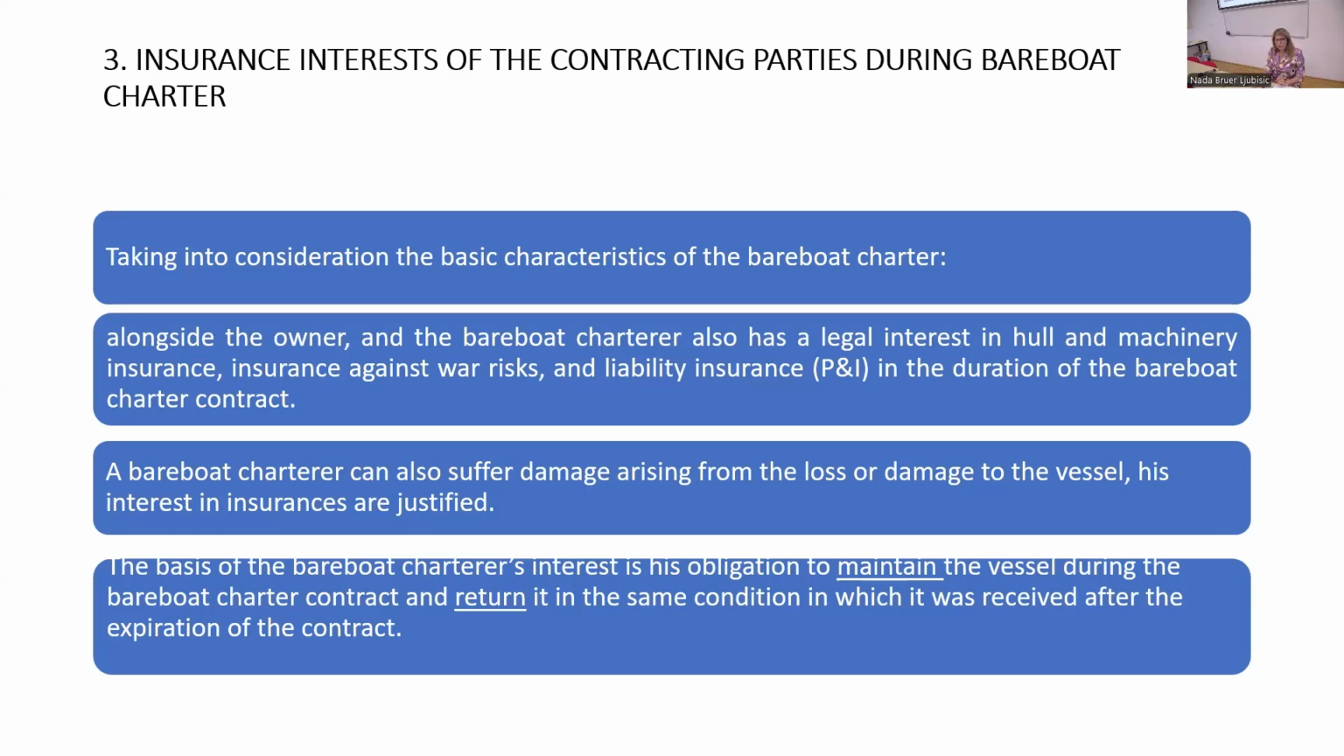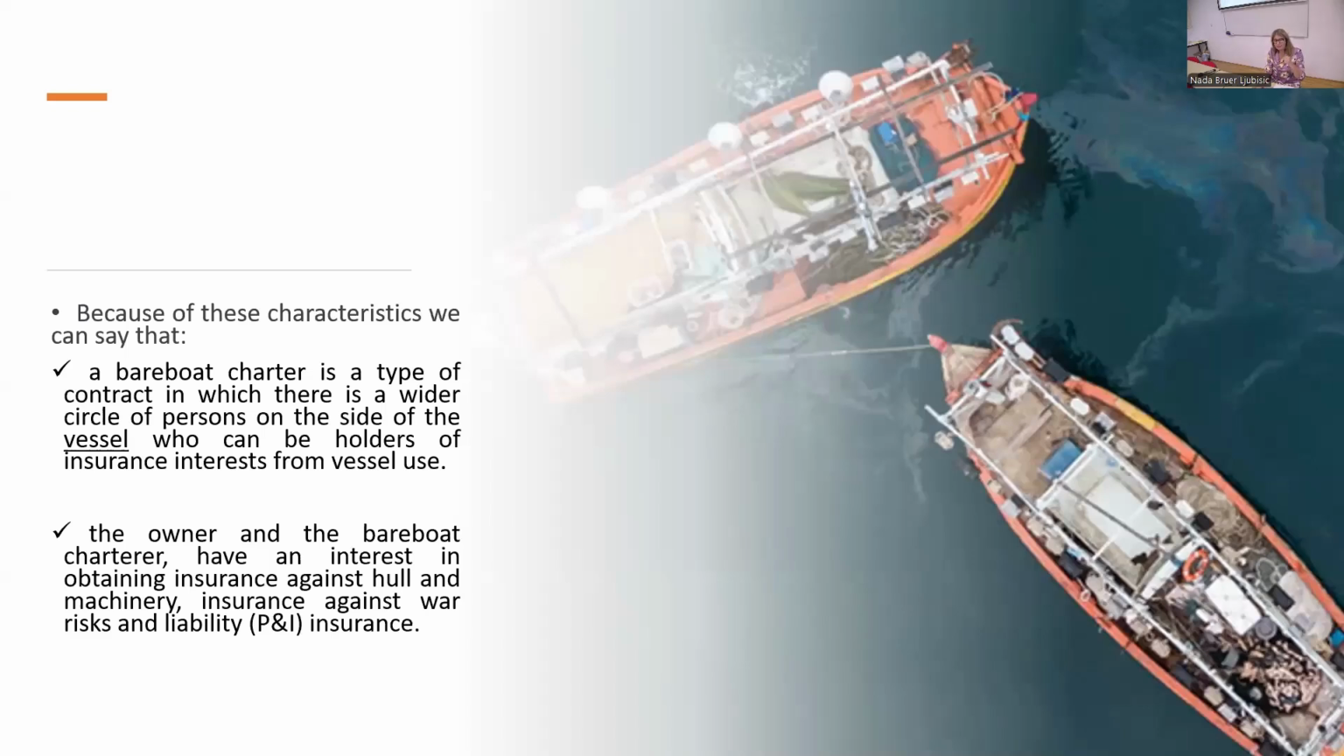A bareboat charterer can also suffer damage arising from the loss or damage of the vessel, so his interest is completely justified. The basis of the bareboat charterer's interest is his obligation to maintain the vessel during the bareboat charter contract and return it in the same condition in which it was received after the expiration of the contract. Because of these characteristics, we can say that the bareboat charter is a type of contract in which there is a wider circle of persons on the side of the vessel who can be holders of insurance interests from vessel use.